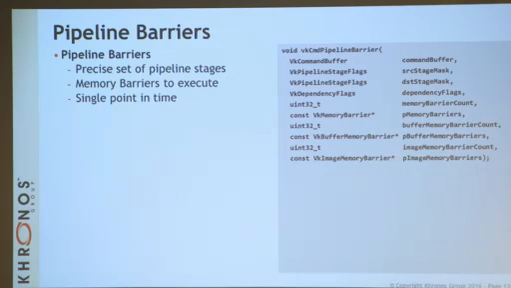The important thing about pipeline barriers is they're a single point in time. They effectively synchronize everything you've told it before the pipeline barrier with everything after the barrier that you've told it about. And it's a single command function that goes in the command buffer.